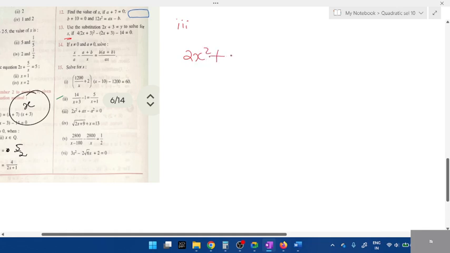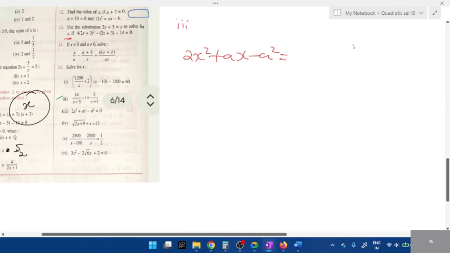2x square plus ax minus a square. Usually we used to have only one value, right? For example, x square plus x plus 2, something like this. Only one number alphabet in between. This is how we used to solve. But how many alphabets are here? Two alphabets. So it doesn't make any difference.